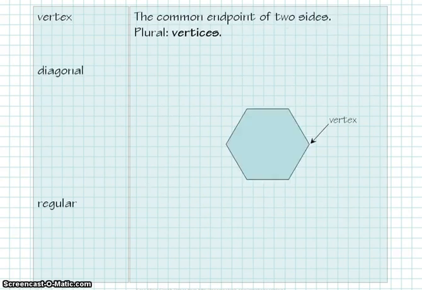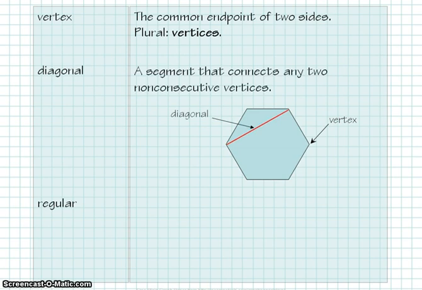Now, a word that we're familiar with, vertex, is the common endpoint of two sides. Plural is still vertices. Now, a word that you've heard before, and it means kind of what you think it means, is diagonal. Although we're going to define it specifically as a segment that connects any two non-consecutive vertices. So if I'm connecting this vertex with this vertex, that's a diagonal. Because it has to be non-consecutive, if I connected these two together, it would just be the side of a triangle, so that wouldn't work.